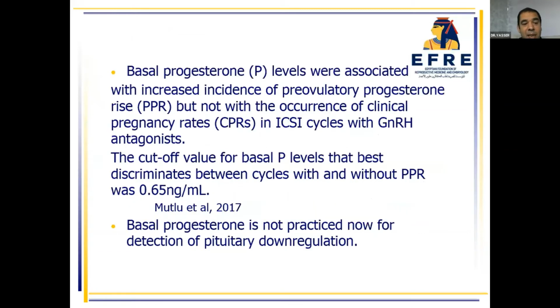But another study by Motlo et al. in 2017 said that basal progesterone levels were associated with increased incidence of pre-ovulatory progesterone rise, but not with the occurrence of clinical pregnancy rates in ICSI cycles with GnRH antagonists. But the cutoff value in this study was very low. It discriminates about 0.65 nanogram per milliliter. And basal progesterone is not practiced now for detection of pituitary down regulation.